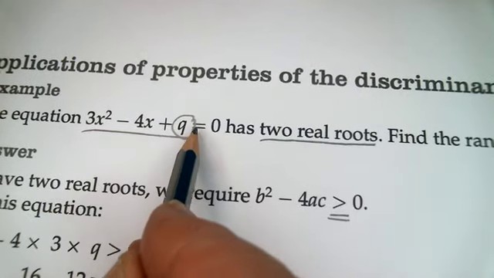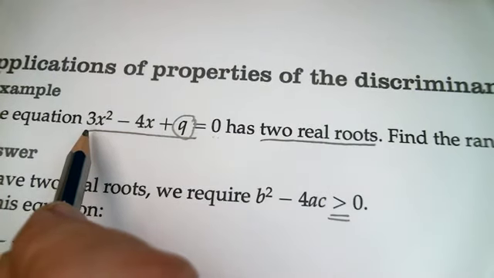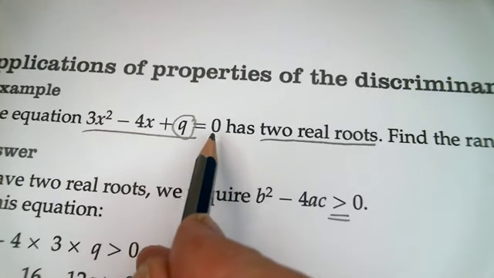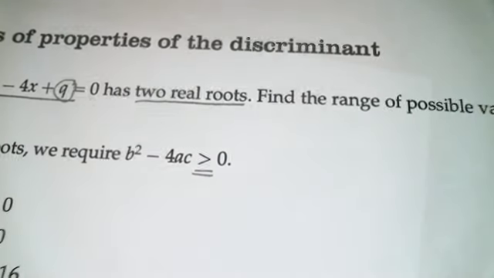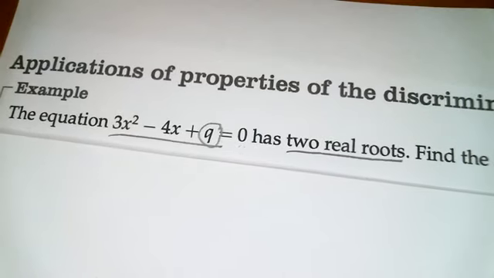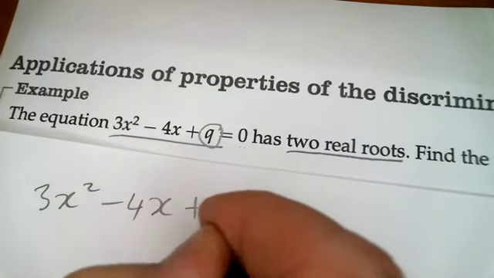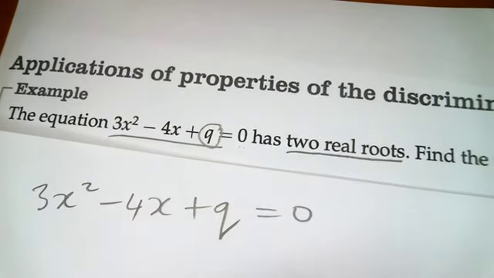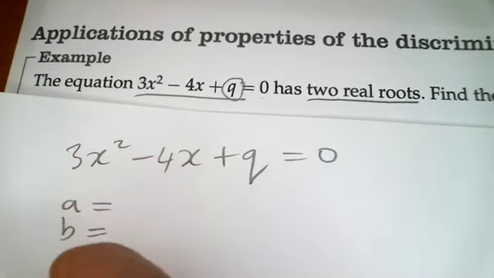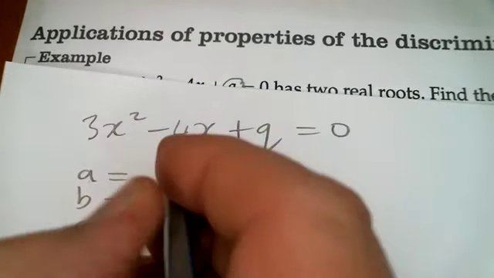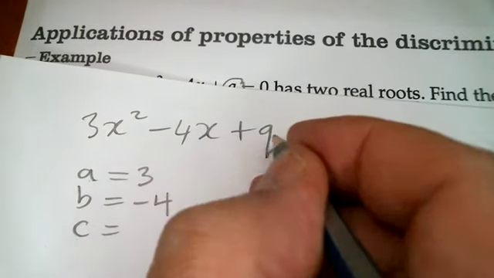So remember, it says it equals 0 here, but that's got nothing to do with the discriminant. That's the equation that equals 0, not the discriminant. All right, so here it is again, and I'll write it out. So there's the equation: 3x squared minus 4x plus q equals 0. Now, the discriminant is based on the value of a, the value of b, and c. So a is the coefficient of x squared, which is 3. b is the coefficient of x, which is minus 4. And c is going to be q.